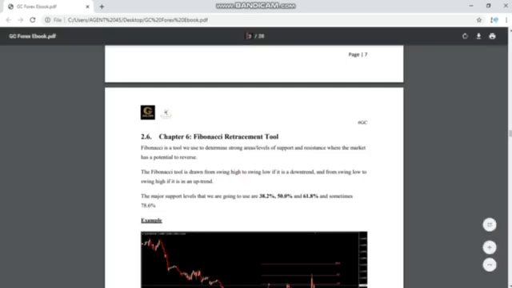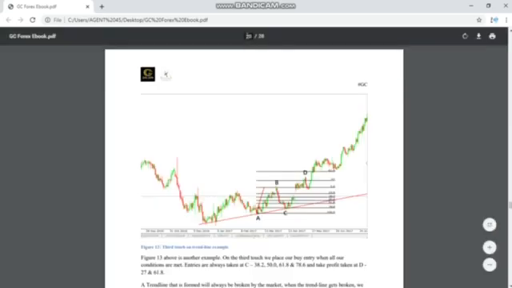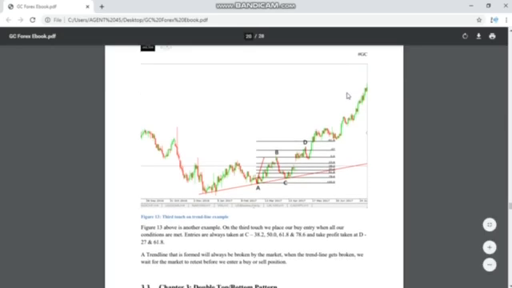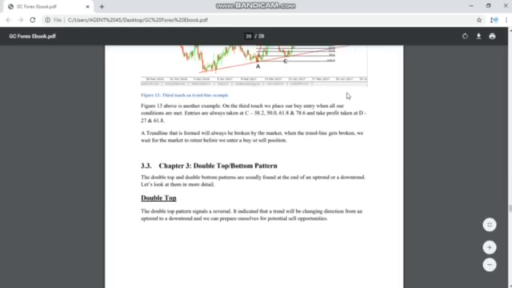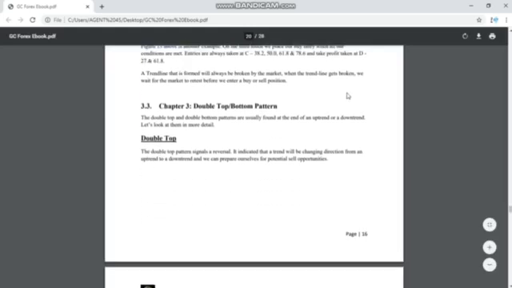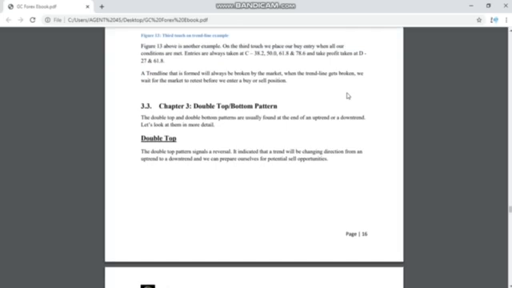Okay, so let us go to other patterns. The patterns that we're going to talk about here that are most important, especially when trading Nasdaq, are your double top and your double bottom patterns. The double top and double bottom patterns are usually found at the end of an uptrend.